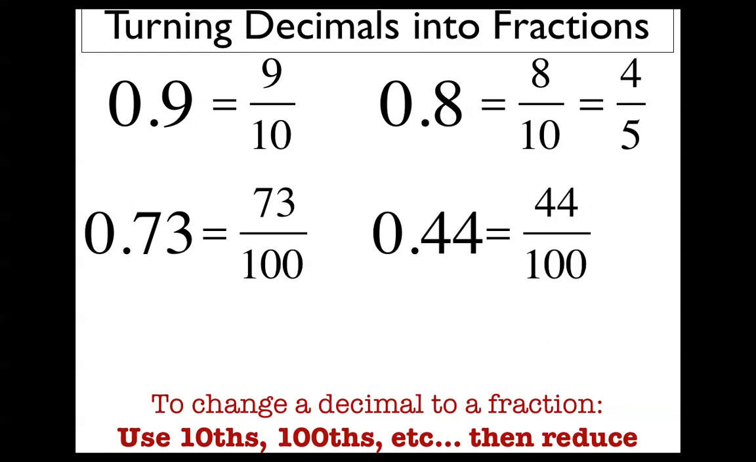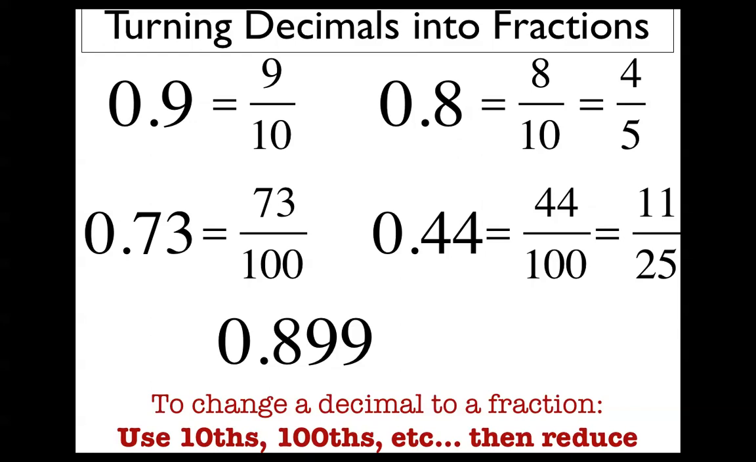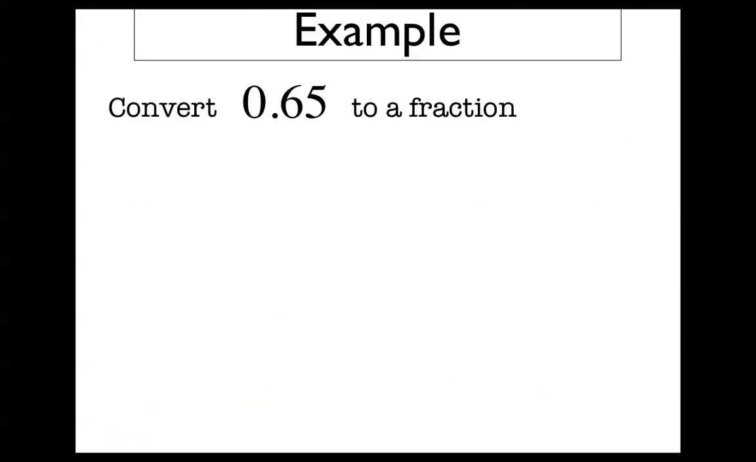Pretty tricky. Okay, again, make sure you reduce if you can. Can you divide both of these by 2? Yeah, but you could even divide them both by 4, and you could make that 11/25. Can you get even crazier and wilder and go to the thousandths place? Sure, if you had 0.899, that's 899 thousandths, or 899 out of 1,000. Pretty simple, pretty straightforward. Let's look at another example.